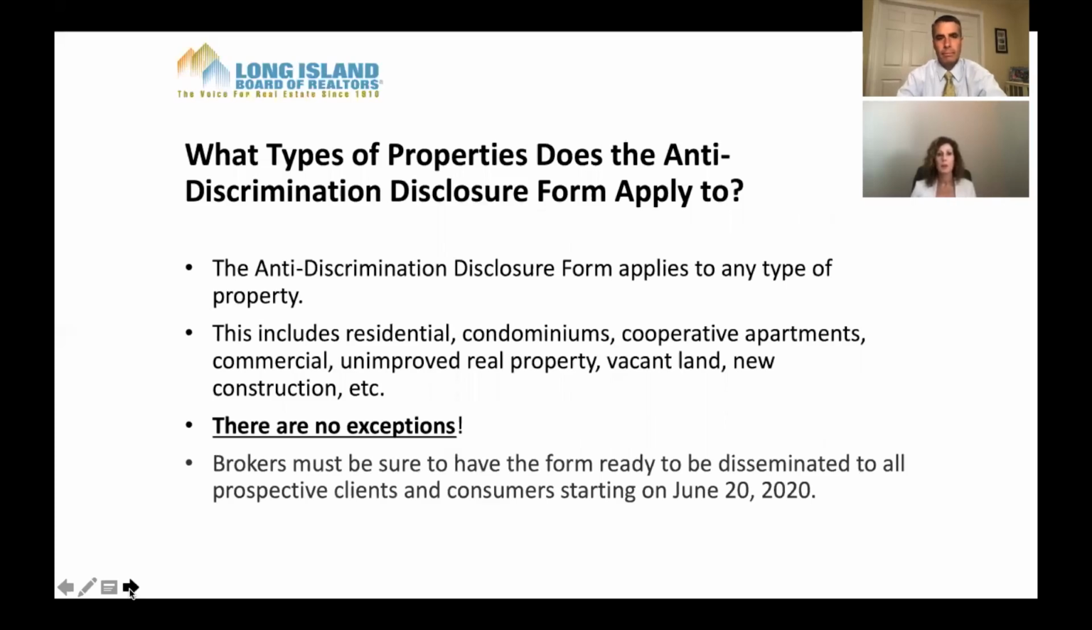What types of properties does the Anti-Discrimination Disclosure Form apply to? The Anti-Discrimination Disclosure Form applies to any type of property. This includes residential, condominiums, co-ops, commercial, unimproved real property, vacant land, and new construction. There are no exceptions. Brokers must be sure to have the form ready to be disseminated to all prospective clients and consumers starting on June 20th.